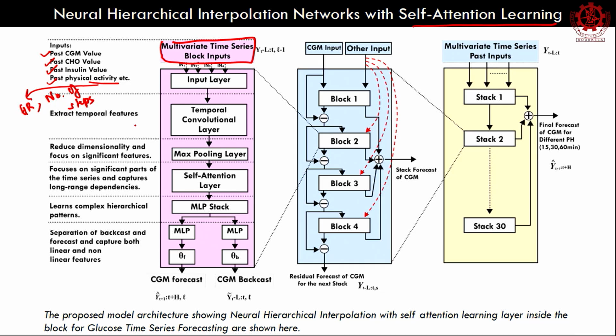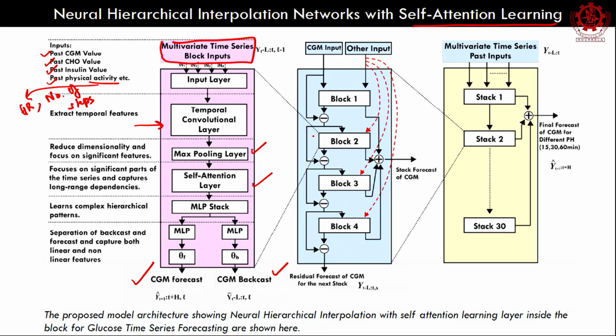In the second layer, we have a temporal convolution layer, which extracts the time-dependent features out of the data set, or extracts the interdependencies in a time series. Then we have the max pooling layer, and then a self-attention layer. As we have seen in the previous network, the neural basis expansion network, we have a CGM forecast and a CGM backcast. The CGM backcast is again fed back to capture long-term memory interdependencies, and then the CGM forecast is used.